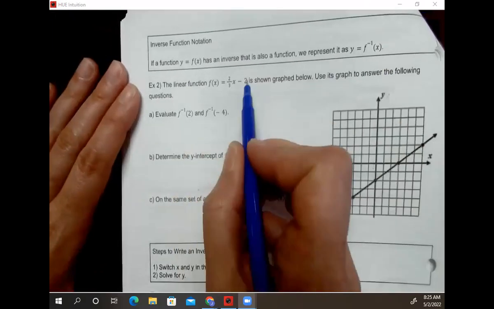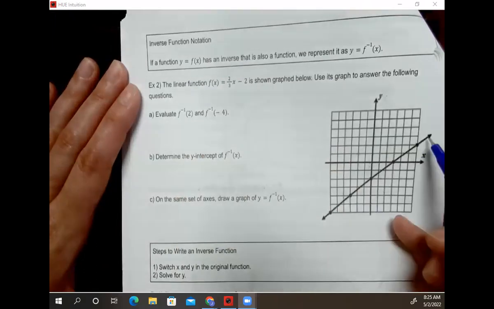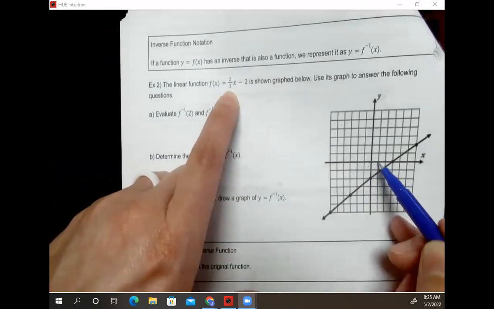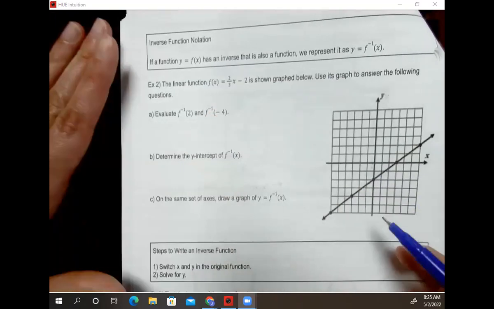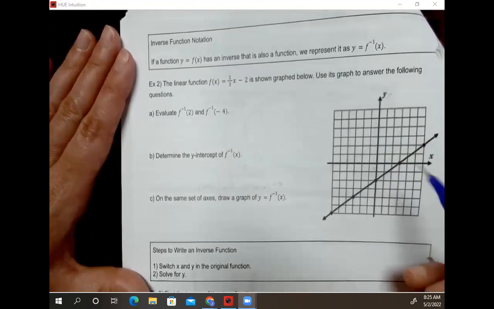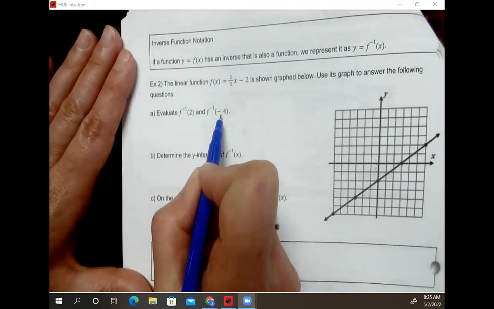So we've got a linear function here to start with. This is our original, our f of x function, and it's graphed here for me. So my y-intercept at -2, my slope up 2 over 3. So that's my graph I've got here. We're going to use this graph to answer some questions. So I want to know what's f inverse of 2 and f inverse of -4.